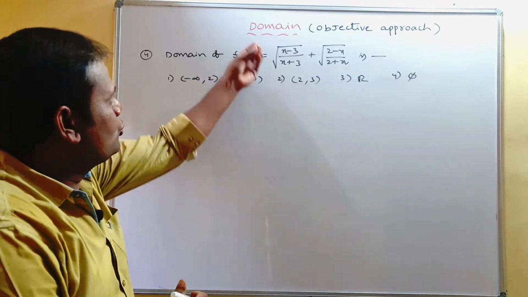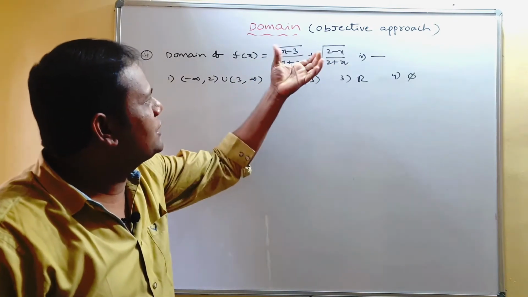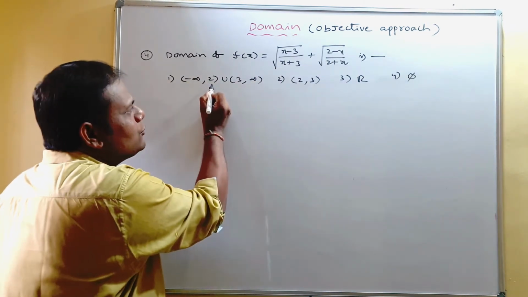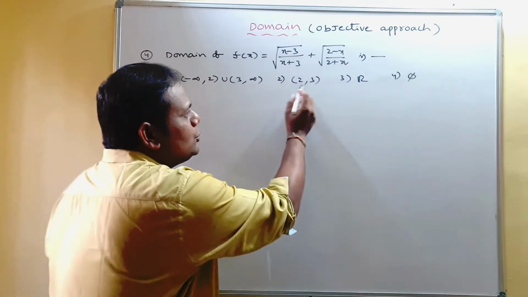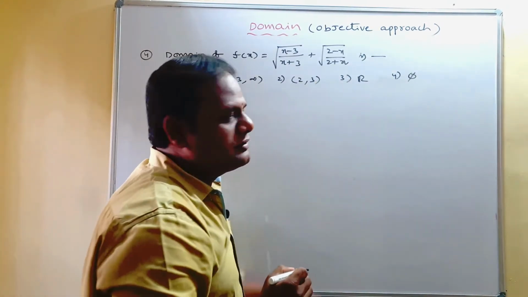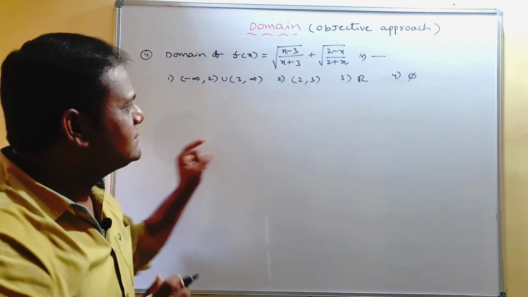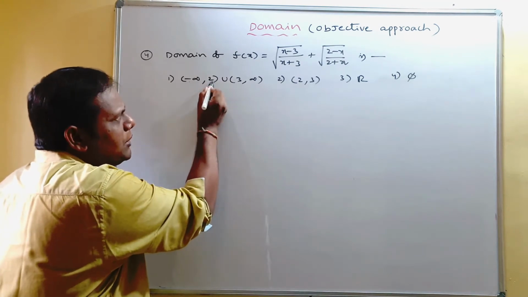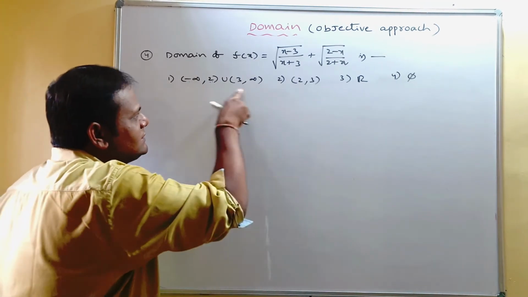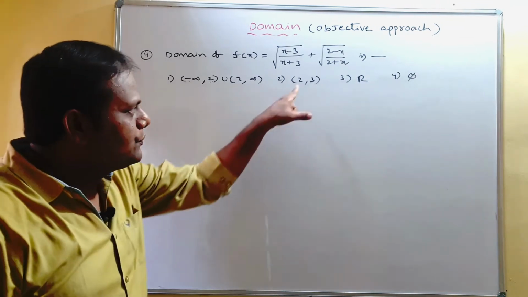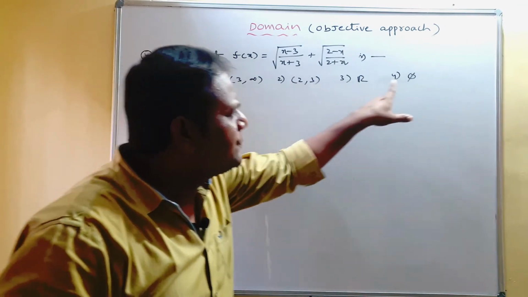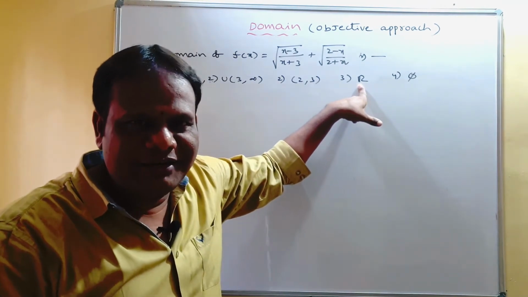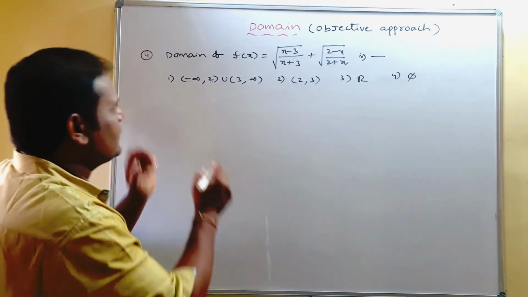Coming to this, we have to find the domain of this function. Okay, see now, observe the options. Minus infinity to 2 union 3 to infinity, 2 to 3, real number set, null set. Is it? See, between negative and positive is 0 there? Yes, in this interval we have 0. Here there is no 0. Here null set, so there is no element. In the real number set is 0 there? Yes, we have 0. So you go for verification.